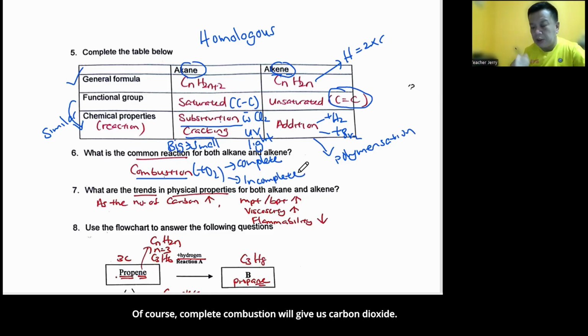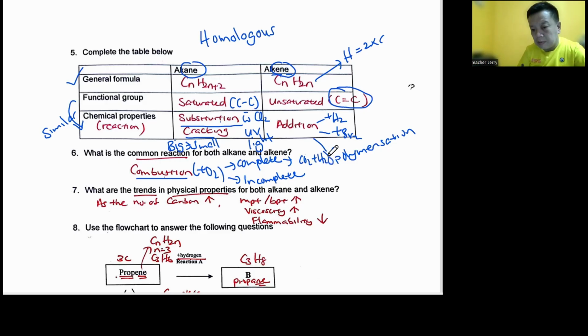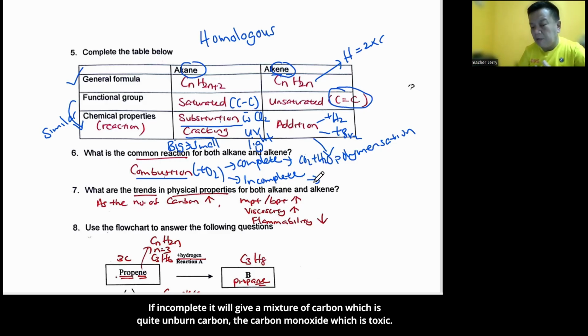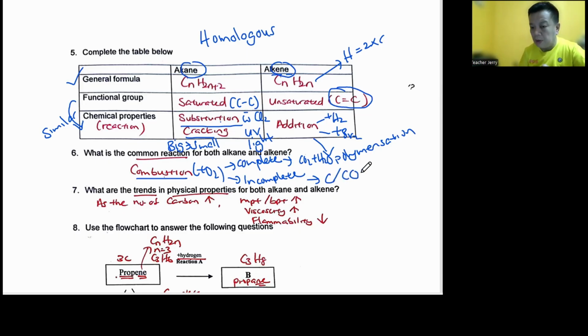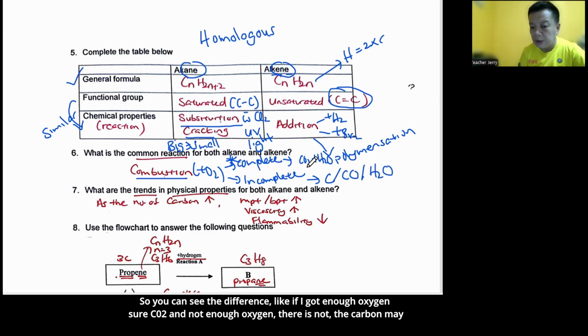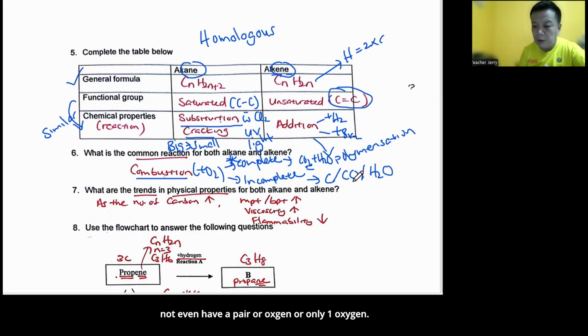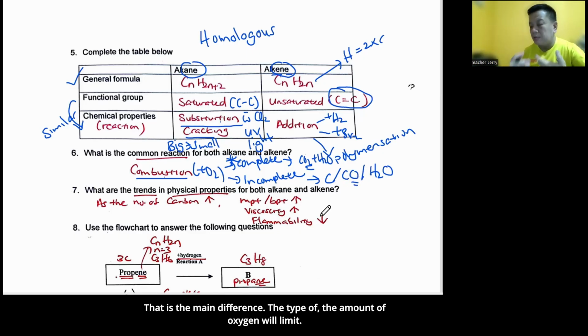Of course, complete combustion will give us carbon dioxide and steam. If it's incomplete, then you will get a mixture of carbon, which is unburnt carbon, the soot, and carbon monoxide, which is toxic, and then also steam, a mixture of all this. But normally we will concentrate on the complete. So you can see the difference, right? If I have enough oxygen, sure, CO2. When there's not enough oxygen, the carbon may not even have a pair of oxygen, or only one oxygen. That is the main difference. The amount of oxygen will limit it.